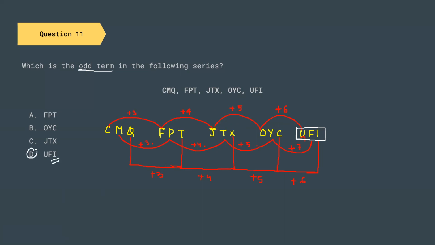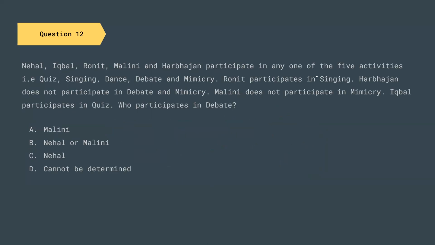So instead of UFI, the last word should have been UEI. This should have been the last letter, last word rather. Now let us go to another question. So this is like a group-wise thing.